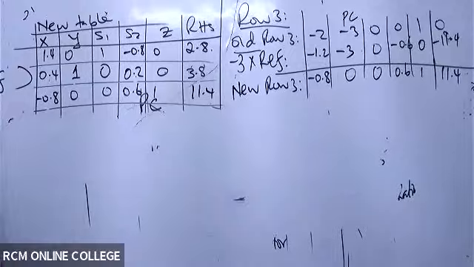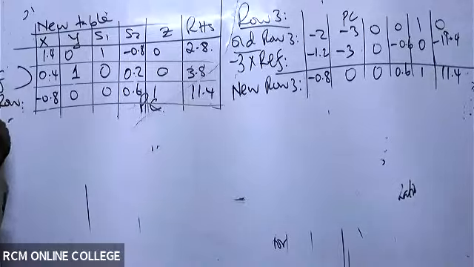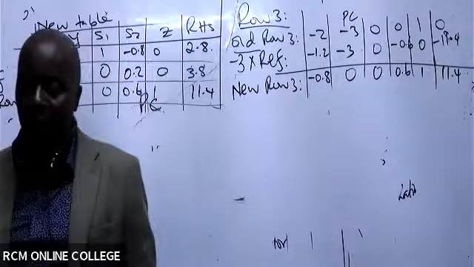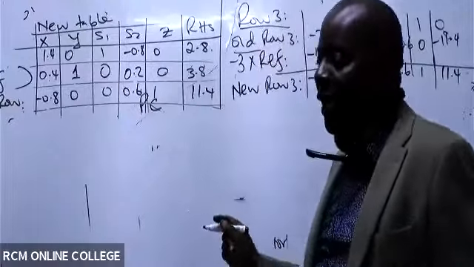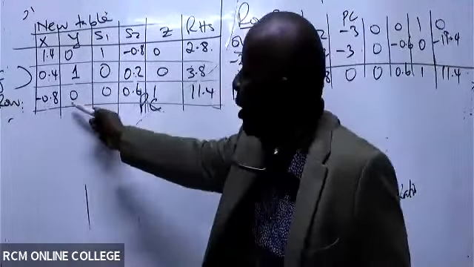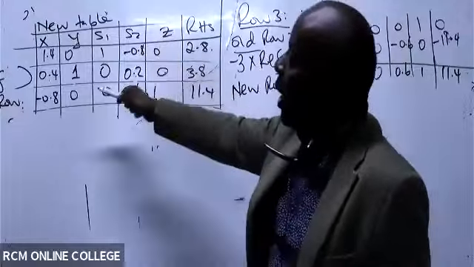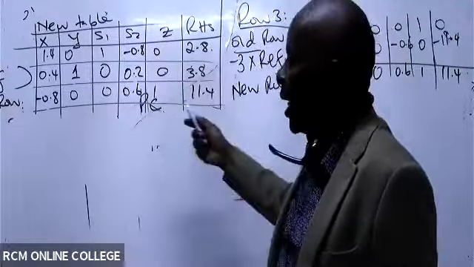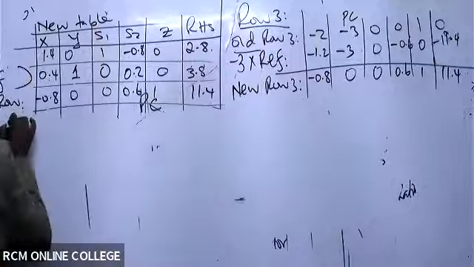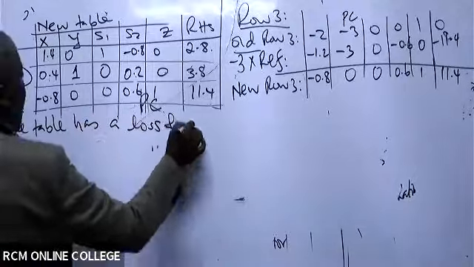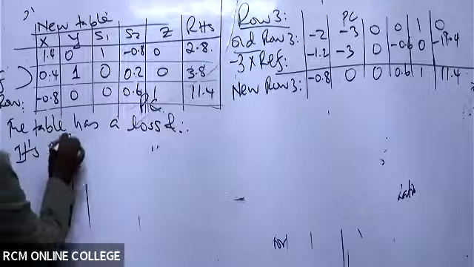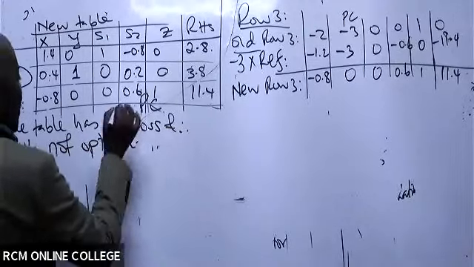So don't forget that the last row is our Z row. We normally use this Z row to inspect and say whether this table is optimal. Is the new table that we've developed optimal, my good students, or does it have losses? It is not optimal because it has a loss. Please, I'm not looking at this loss here. I'm only looking at losses in the Z row. I can see a loss. So the table has a loss, and therefore it is not optimal.